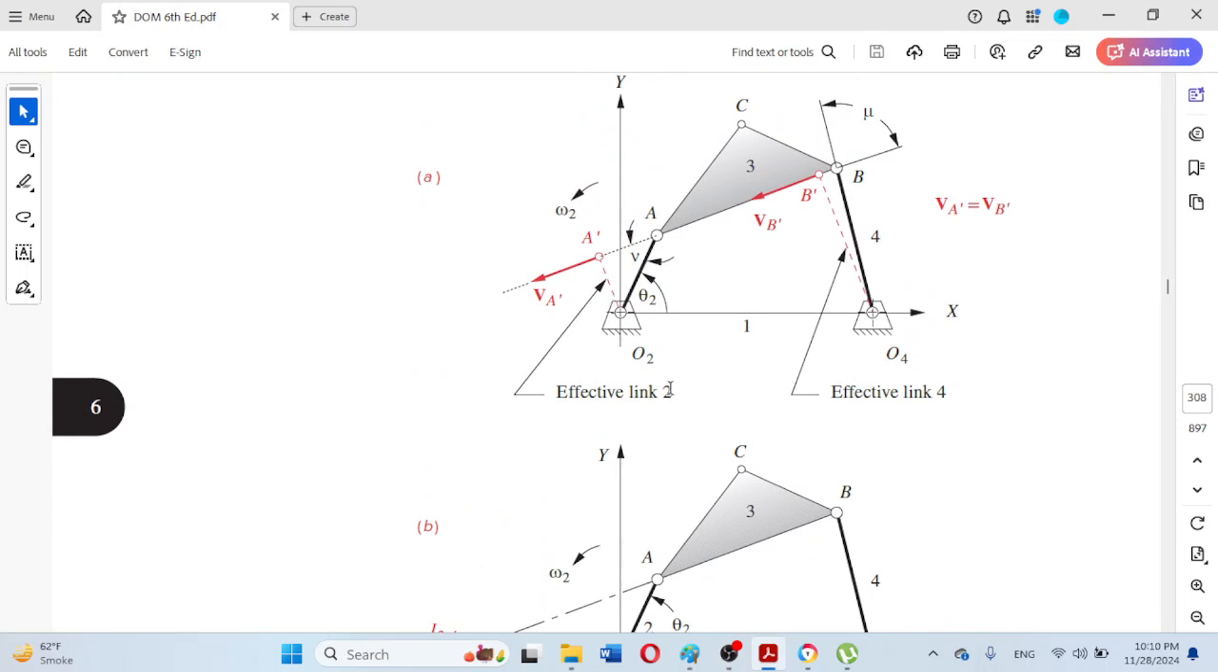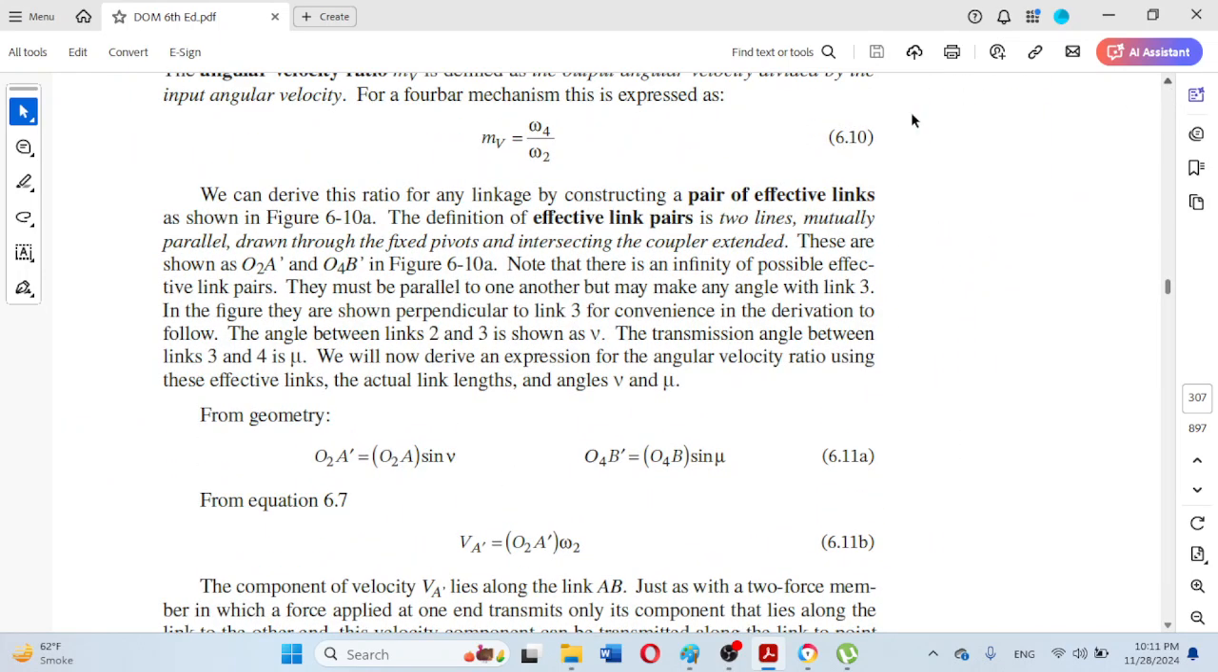Here we can observe that this is a general 4-bar mechanism. This is the grounded link, this is the crank or the input link, and this is the rocker or output link, and this is the coupler link which connects the input link crank and the output link rocker. So let us again read the statement that gives the definition of the effective links.